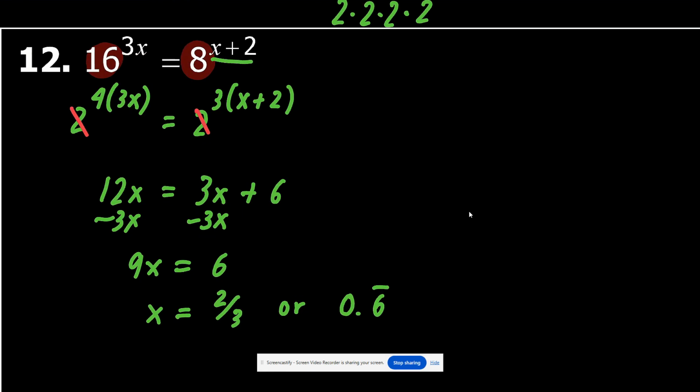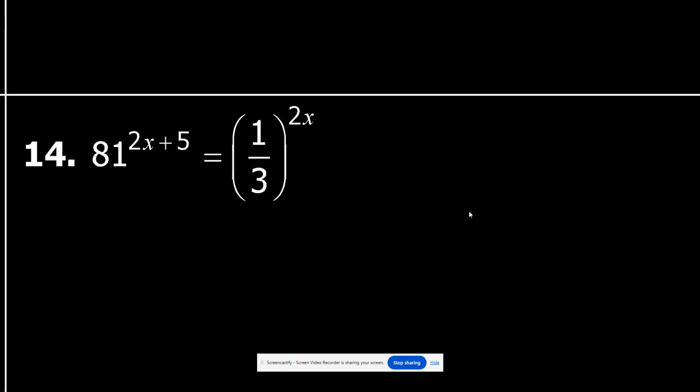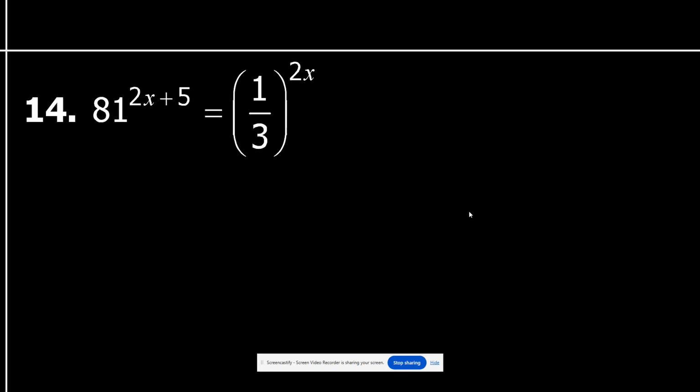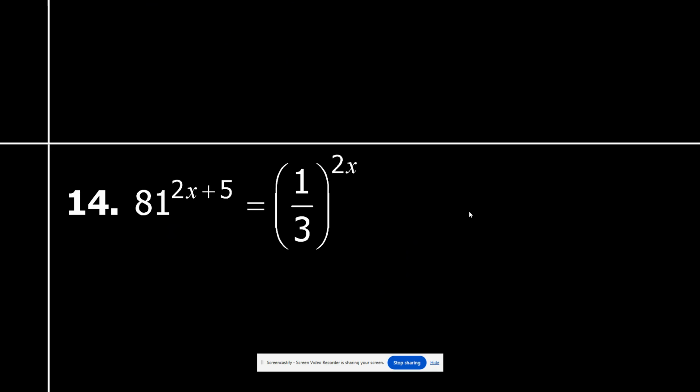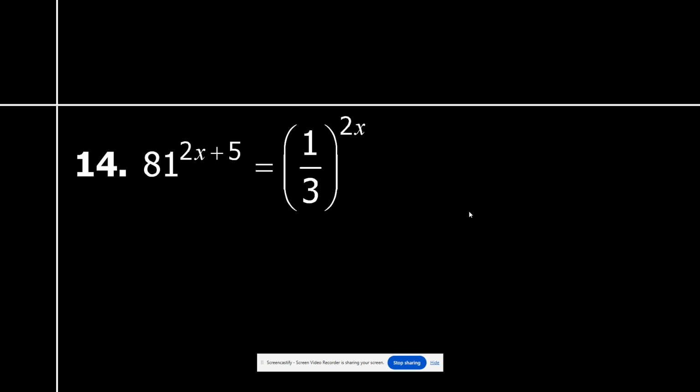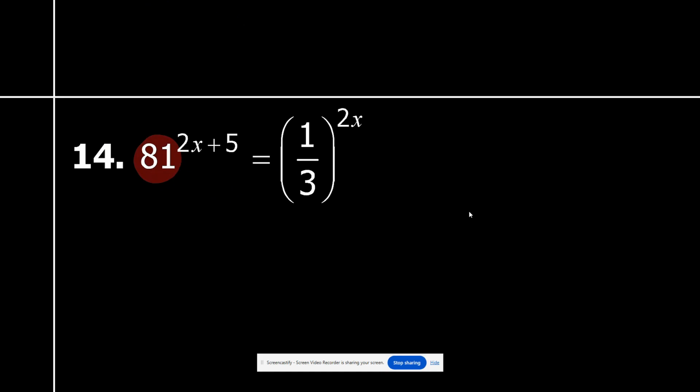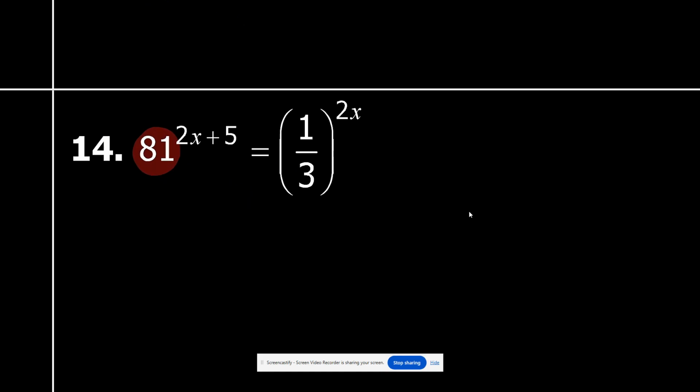All right, let's keep on moving along. We go to number 14. Again, I'm trying to get rid of my bases. Well, here's what I've got. I've got an 81 on the left side. I've got a 1/3 on the right. So again, I'm in a little bit of a pickle because I've got to change both of these.